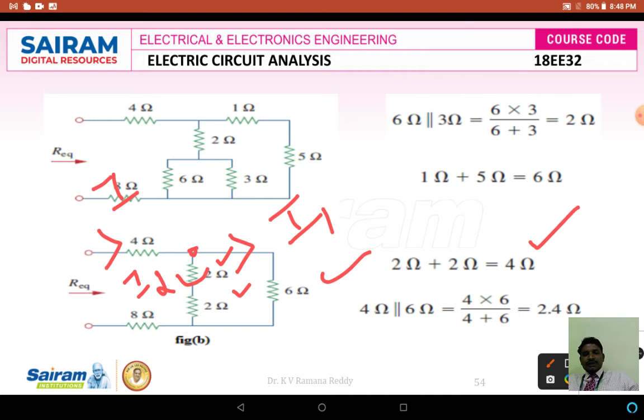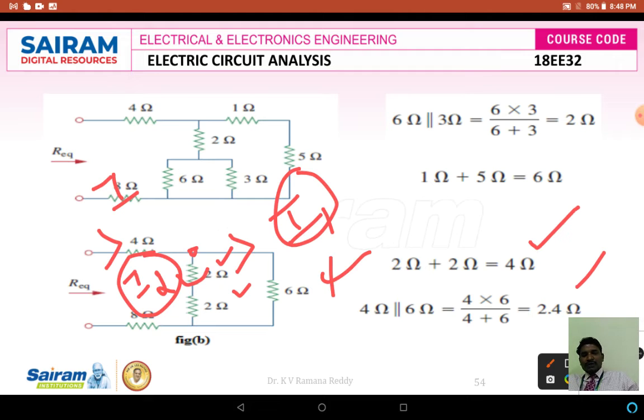Now let me tell what is the relation between 4 ohms and 6 ohms. 4 ohms and 6 ohms, it is parallel because here the current is I1, there the current is I2. If it is connected in parallel, what about the equivalent resistance formula? If 4 ohm is connected in parallel with 6 ohm, that is 4 into 6 divided by 6 plus 4. 24 divided by 10, it is 2.4 ohms.